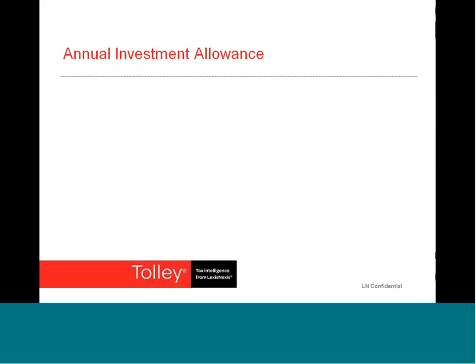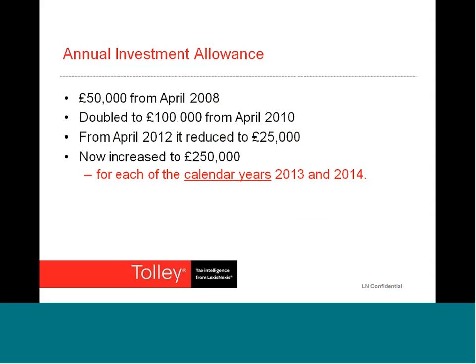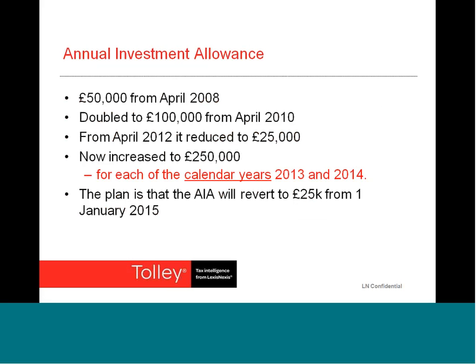What else have we got going on? Well, the annual investment allowance, that's been changing a lot over the years. It was 50,000, and then in April 10 it went up to 100,000, and then in April 12 it was reduced down to 25,000. Well, now it's increased again to 250,000, and this is for each of the calendar years 2013 and 2014. So it's going to start at 1 January 13 that it goes up to this 250 limit. The plan is, after the 2 years, it will go back to the 25,000 limit it was at before.